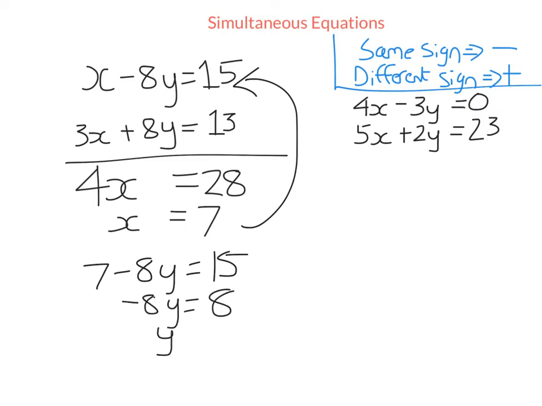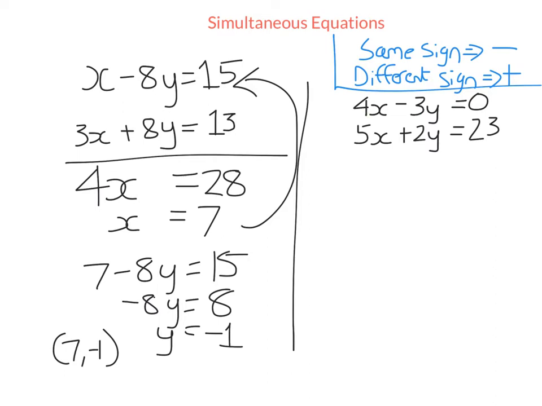Divide each side not by 8, but by negative 8, you get negative 1. So the solution here is 7, negative 1. X equals 7, y equals negative 1, x is always listed first. So what that means is if I were to graph this line and this line, they would intersect at this point. So let's look at this example, which is a little more difficult.